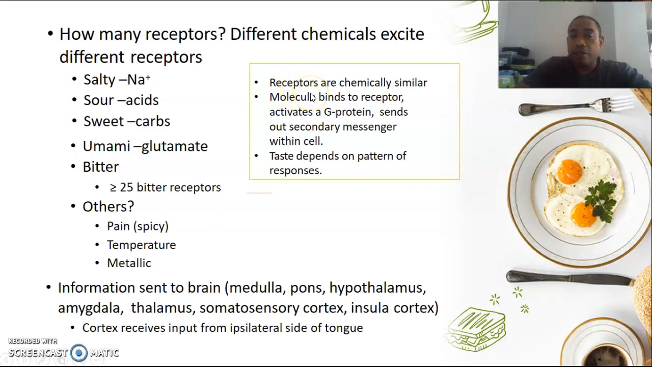Tongues have receptors on the surface of it, and the receptors are chemical receptors, so molecules bind to the receptors. It will activate a G protein when it touches the food, and it sends out a secondary messenger within cells that will tell the brain that there is a certain sensation of flavor. And this is where social learning plays a role. There's a certain pattern of a signal. Let's say it's salty. We know how to call it salty because we grew up learning that this kind of sensation is called salty.